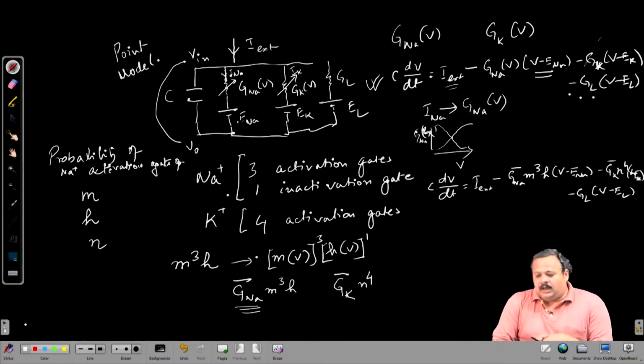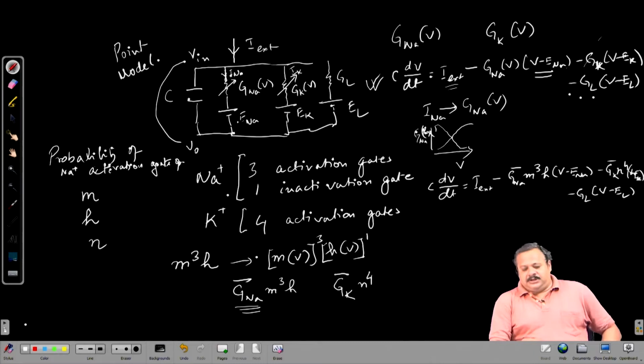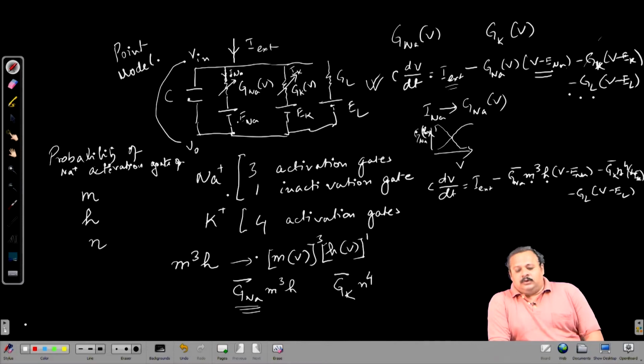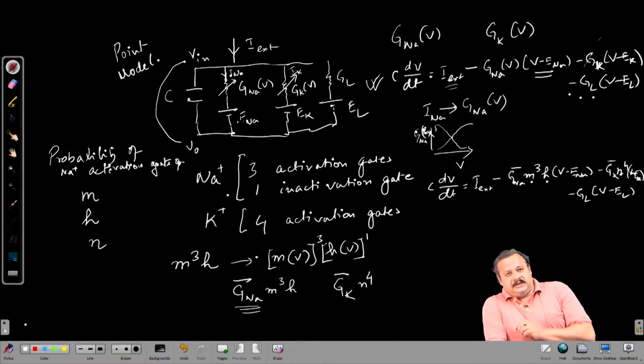Now we are posed with the question: how do M, H and N change with voltage? So far we only saw what the steady state value of these may be at a particular voltage. That is, if we allow the M gates to be held at a particular voltage, whatever is the probability of the M gates being open is the steady state value of M at that voltage.